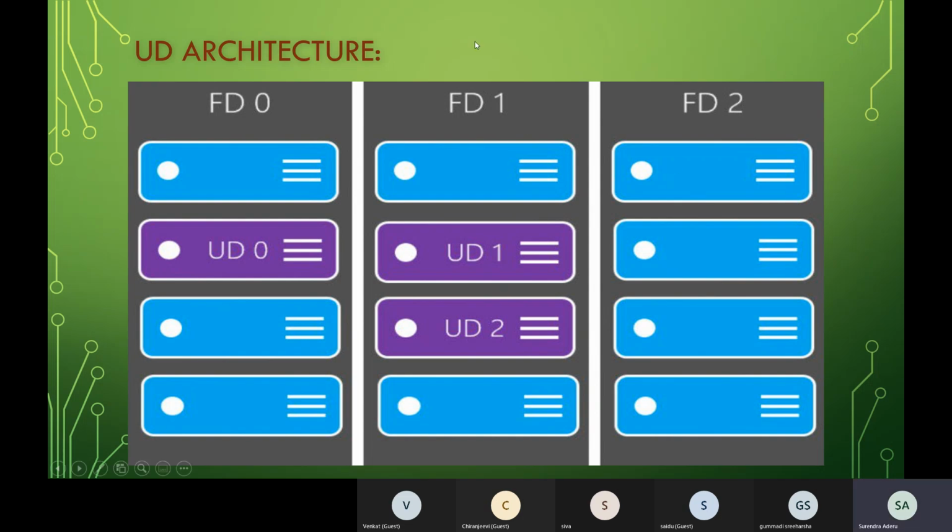Is it clear, guys? Update domain. These boxes here are the physical hardware and the vertical things are physical racks. Is it clear? Able to follow?